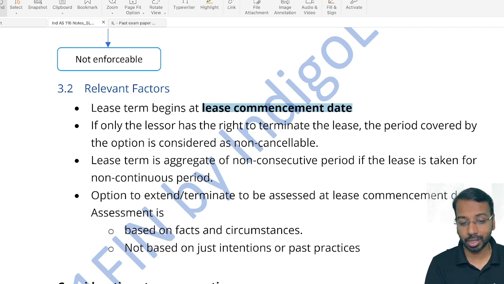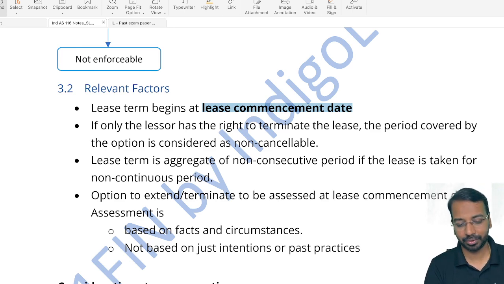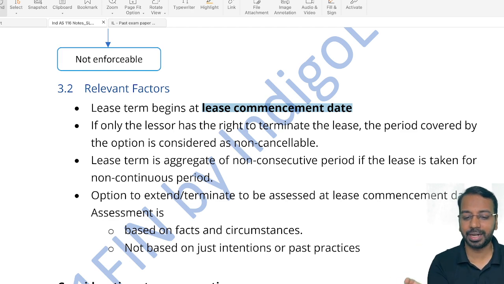Why? Because the lessor will cancel only if it is beneficial to the lessor. The lessor will not cancel if it is not beneficial. So if it is beneficial, he will get more benefit, so he can extend the non-cancelable period to the extent possible. Maximum period he will try to make it non-cancelable. Or if he gets more benefit, he will cancel and he will get another lessee. So even there, he is getting more benefit. So if the lessor has the right to terminate, you will always include that.